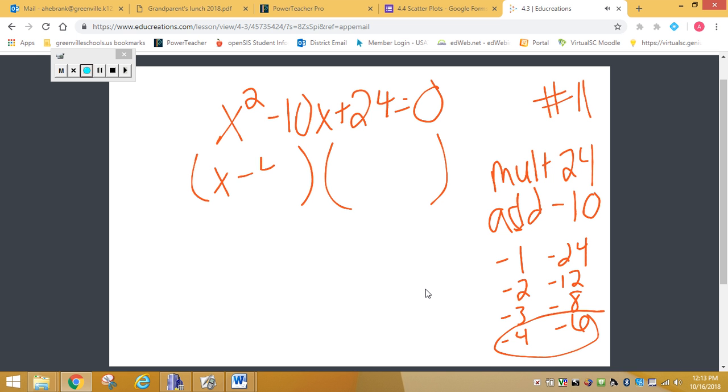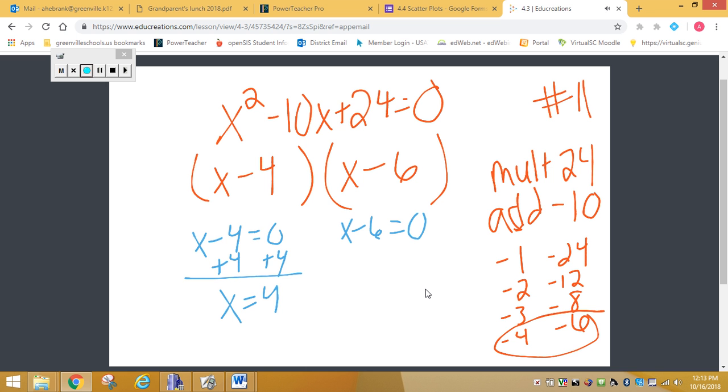So I'm going to have an x minus 4. I'm going to have an x minus 6 in my parentheses. And I set them both equal to 0. So I'd add 4, and x equals 4. I'd add 6, and x equals 6. So that's like number 11.